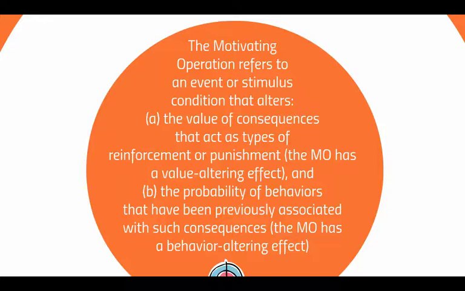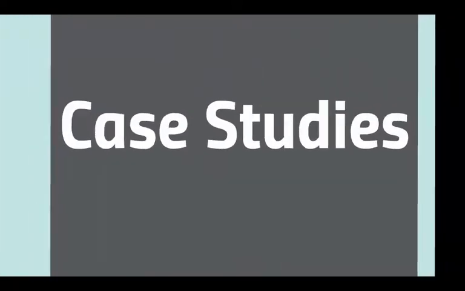And then second, the probability of behaviors that have been previously associated with such consequences are altered as well. So the motivating operation has what's referred to as a behavior altering effect. So when we're talking about motivating operations, it impacts the value of things in our environment, like reinforcers and punishers, and also affects and impacts the probability of behaviors that have previously associated with such consequences. So that is the formal definition of a motivating operation.